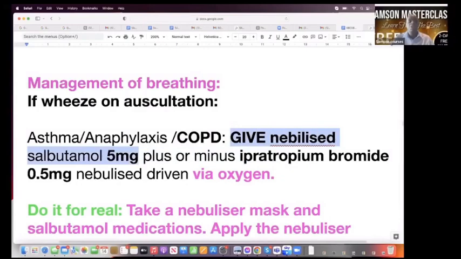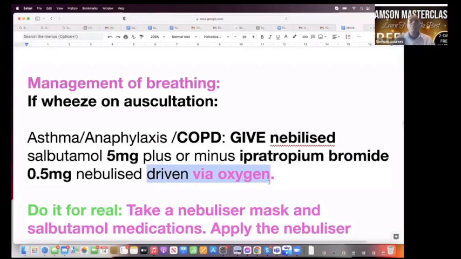The only difference is if it is a COPD, then you wouldn't give oxygen, you wouldn't give nebulizer salbutamol driven via oxygen. You would give it on air, okay? So in asthma and anaphylaxis, you give nebulizer salbutamol, okay, driven via oxygen. Which means the same time you are giving nebulizer salbutamol, at the same time you are giving oxygen.